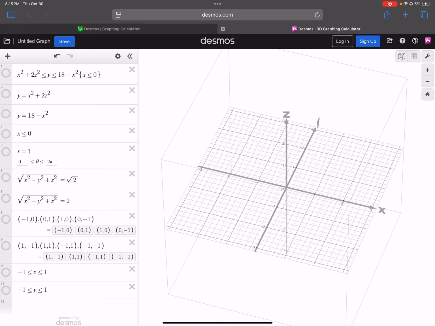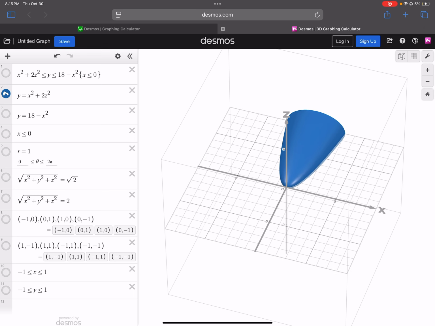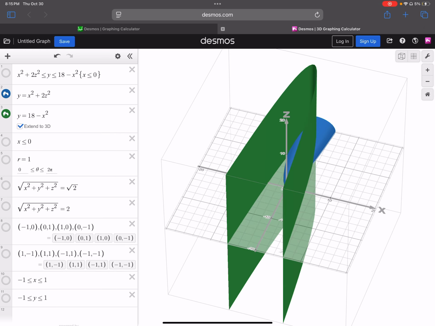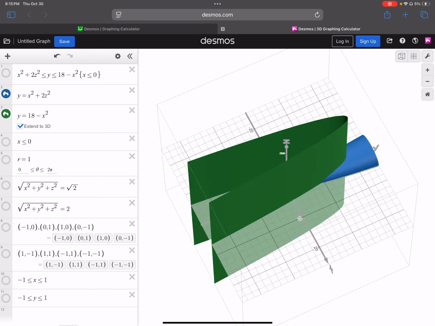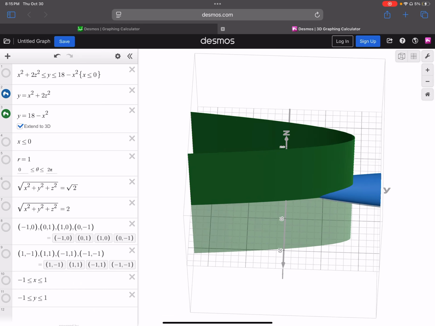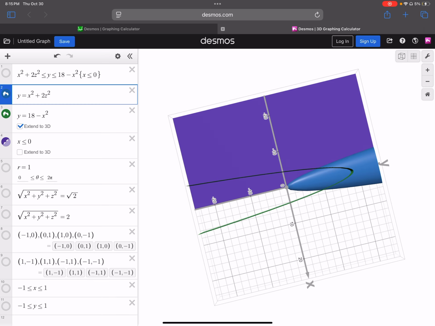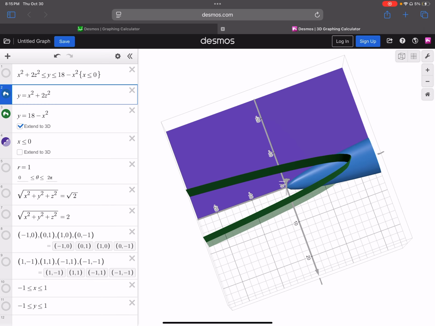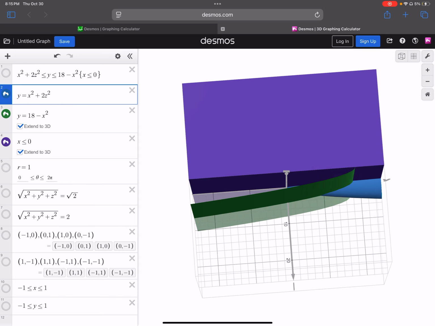So for that, I'm just going to show you, this is the lower bound. You can see that shape. And then here's the upper bound in green. You can see that that's going to cut right through there, and that's going to be this bound right here. And then we can also apply x is less than 0 and extend that to 3D to see that. So we can see that there's a pretty significant cut from both of these.